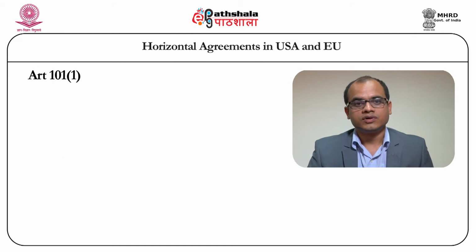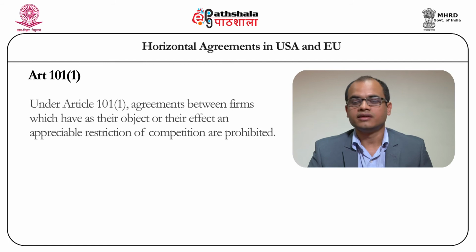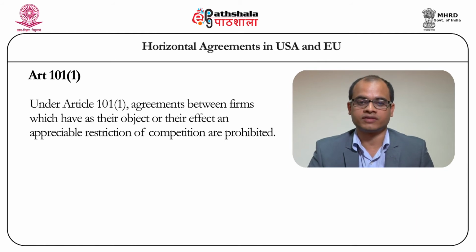So Article 101, Clause 1 prohibits any agreement or concerted practice between undertakings or decisions of an association of undertakings which has as its object or effect the prevention, restriction or distortion of competition, and which has an effect on trade between European Union member states. So the object and effect test is a very important aspect of Article 101. Article 101 can be applied to horizontal as well as vertical agreements, but our focus here will be on horizontal agreements.